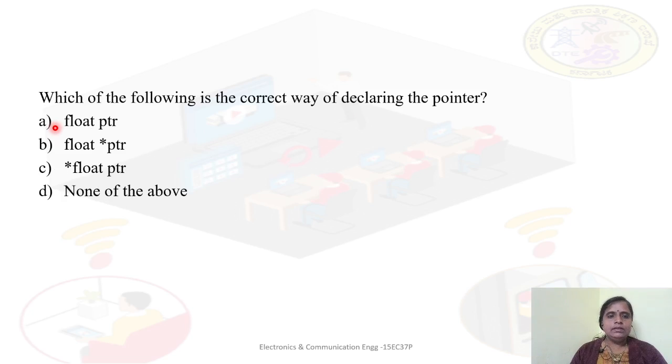Next, which of the following is the correct way of declaring the pointer? Here I am just showing you the declaration, the syntax of declaring the pointer. float ptr, float *ptr, *float ptr, and none of the above. This is again a very simple question. It is of course float *ptr. Here the pointer is indicated by the star. This variable ptr is having the star, and it is of the type float. So this is the correct way of declaring your pointer.